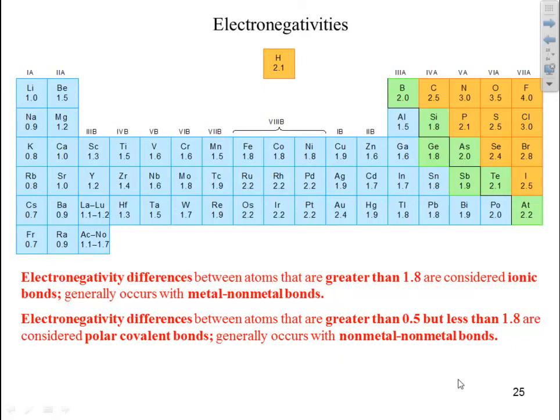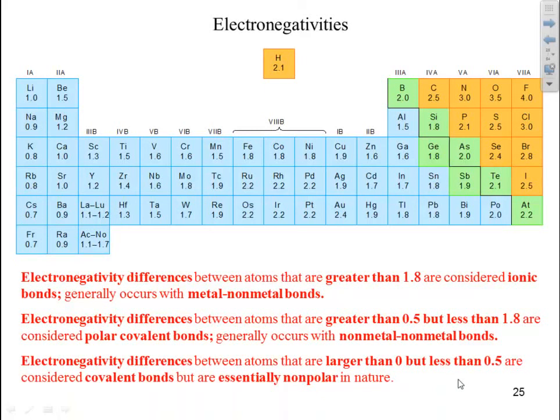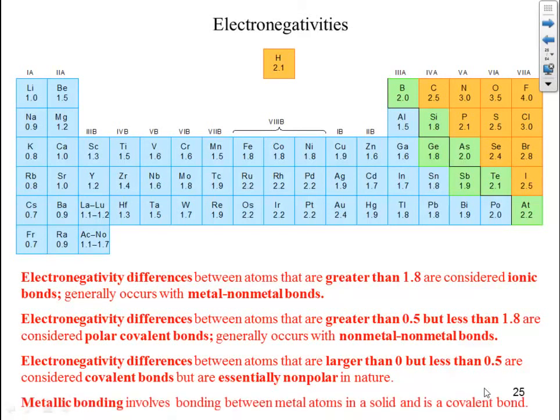Electronegativity differences between atoms that are greater than 0.5 but less than 1.8 are considered polar covalent bonds. Generally, this occurs with your nonmetal bonds. So if the electronegativity difference between 0.5 and 1.8 occurs, then we're going to call that a polar covalent bond. Now don't get concerned about having to memorize this table. I'll tell you a generality that you can use to decide whether it's going to be a polar bond or not on the next slide. Electronegativity differences between atoms that are larger than 0 but less than 0.5 are considered covalent bonds, but are essentially nonpolar in nature. They're not going to share their electrons unevenly because the electronegativity difference is not great enough. Metallic bonding involves bonding between metal atoms in a solid and is also considered a covalent bond.